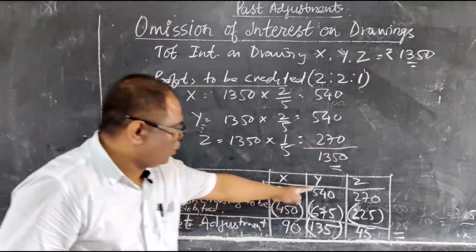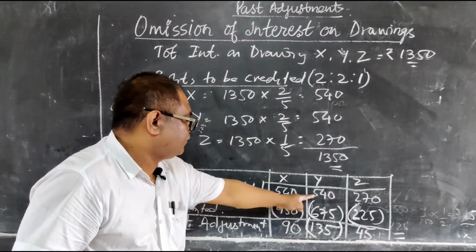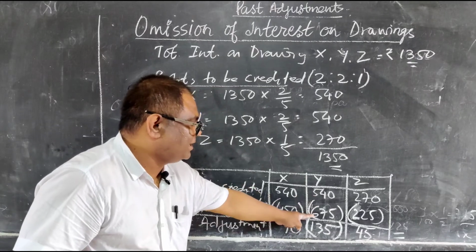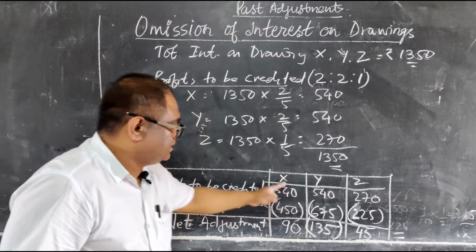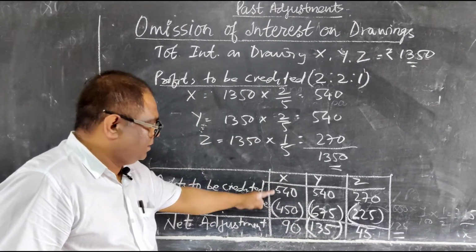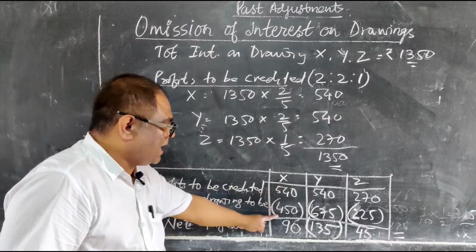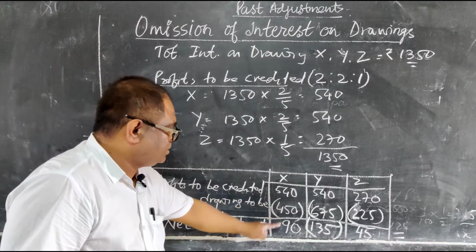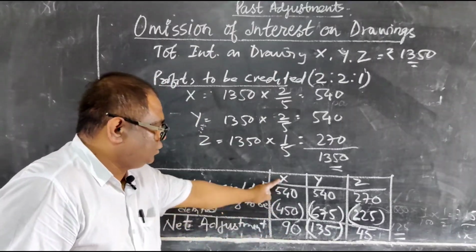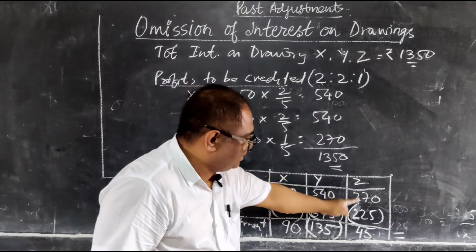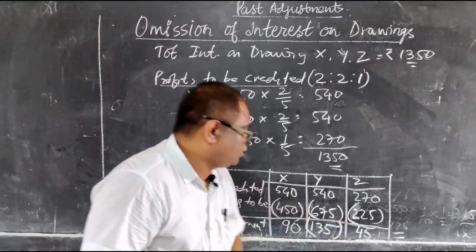Y is negative because Y will get 540 profit from the firm, but Y will be charged interest on drawings of 675. That means 135 is negative for Y. X will get 540 profit, but he will be debited 450 for interest on drawings, so X will get 90 from the firm. Z gets 270 profit, but has to return 225 to the firm, so Z will get 45.